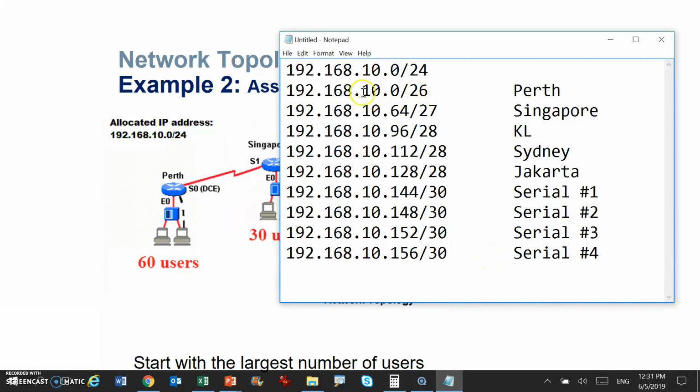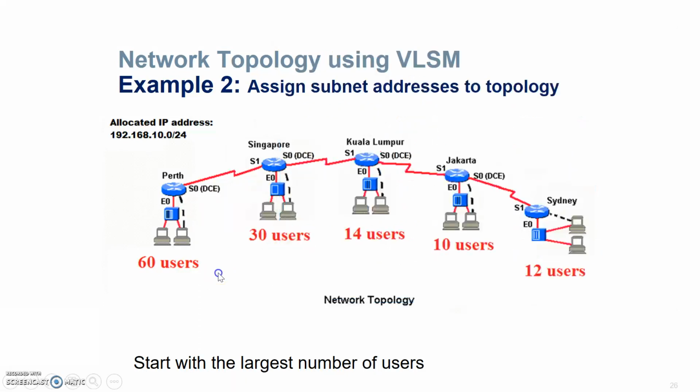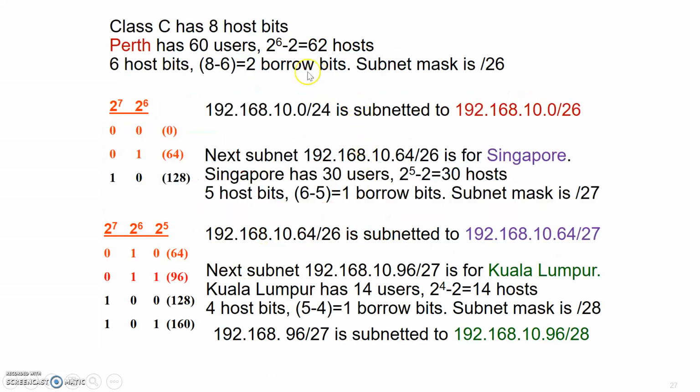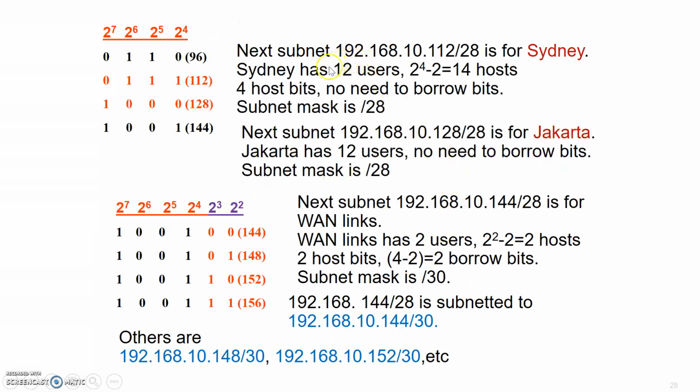So Perth will start from subnet 0, Singapore .64, KL .96, and so on. And with the subnet addresses, you can start to give IP addresses to the different hosts in the different subnets with the appropriate subnet mask. If you are not comfortable using a shortcut method, the following slides will show you using the borrow bit method, where you borrow 2 bits for the Perth network, and you borrow an additional bit for the KL network, and so on. But eventually you still get back the same answer as using the shortcut method.